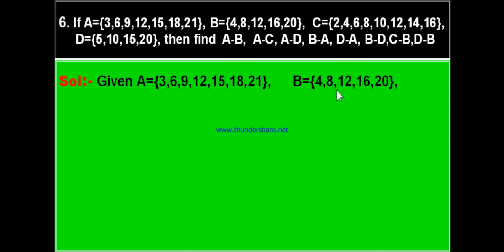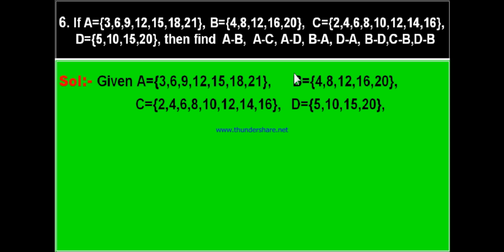And B is equal to set of 4, 8, 12, 16, 20. And C is equal to set of 2, 4, 6, 8, 10, 12, 14, 16. And D is equal to set of 5, 10, 15 and 20. These are the 4 sets we have given. Now let us find A minus B.